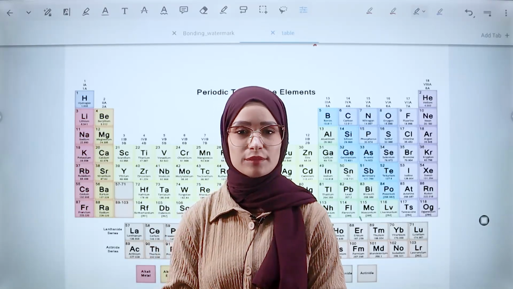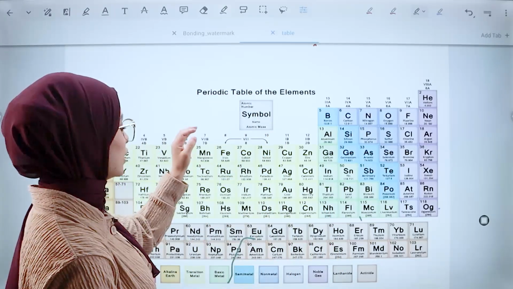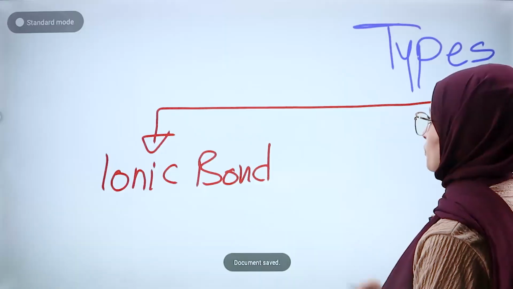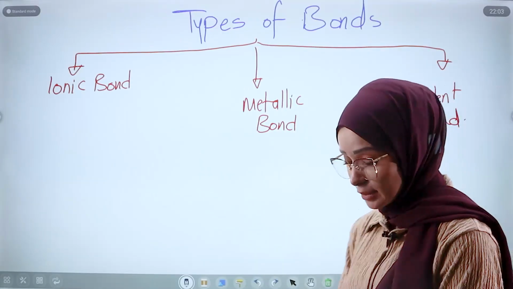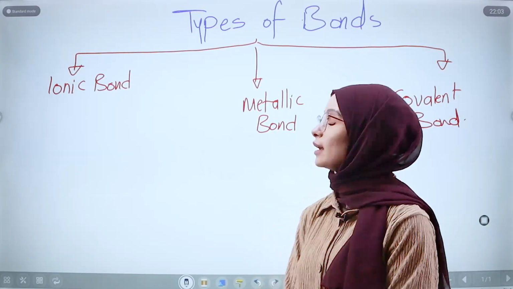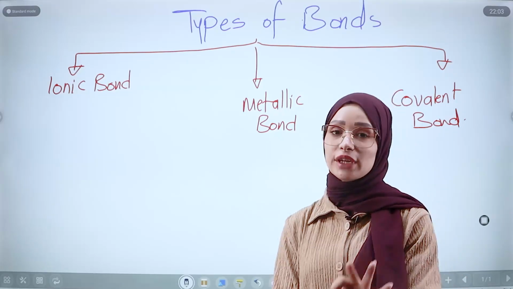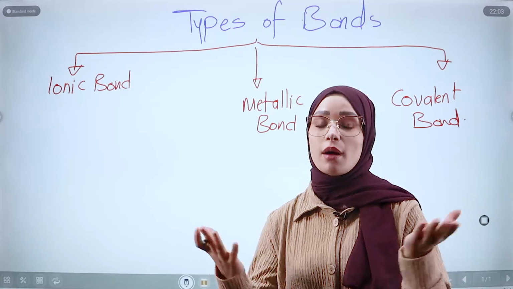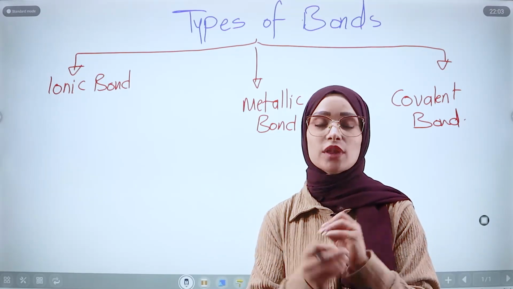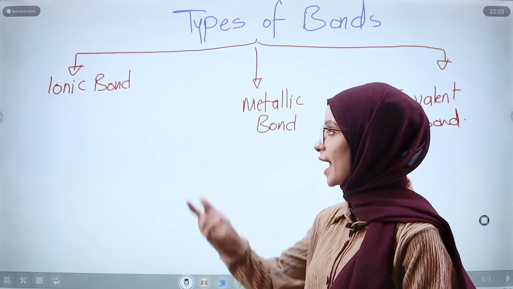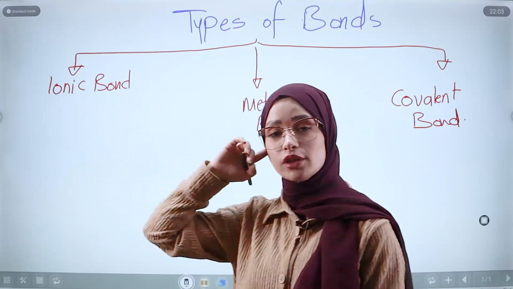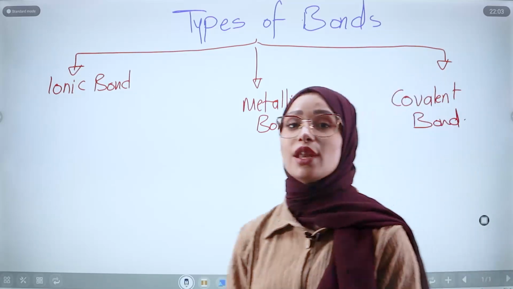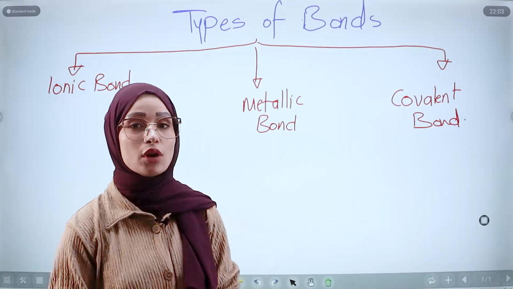What do you mean, teacher? Please look at this explanation. If I am going to explain the types of bonds, I will say that we have three basic types of bonds that these elements make when they combine to each other. Number 1, ionic bond, and I am sure that you have already heard about the ionic bond. Number 2, metallic bond. The last one is covalent bond.